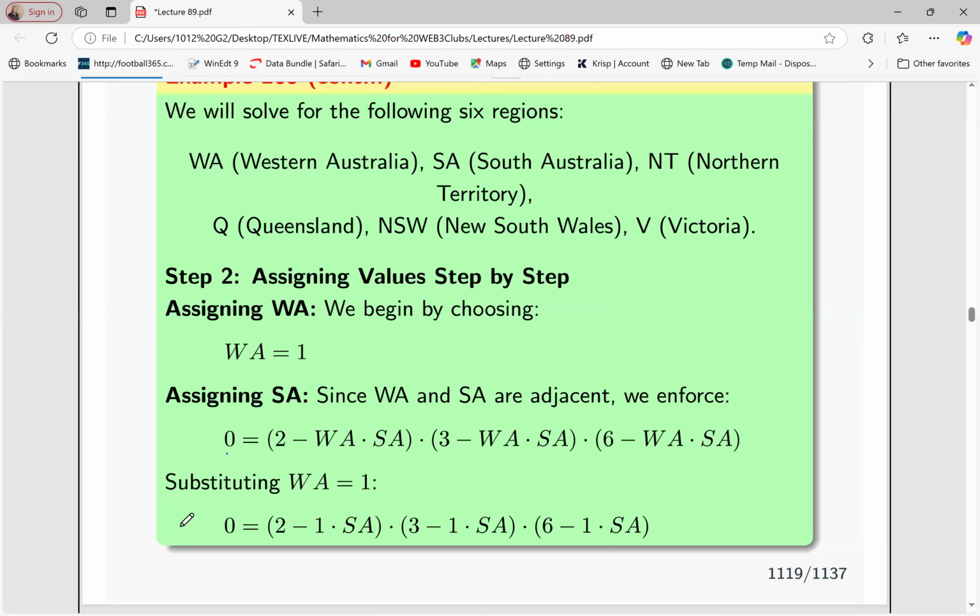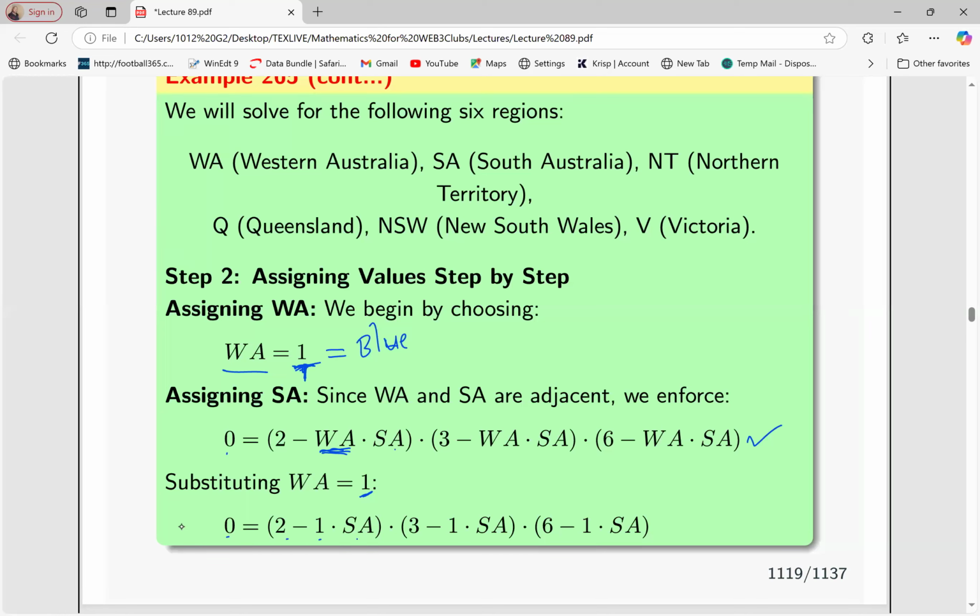Now, I want to color that region. I begin by assigning Western Australia a color, and I've assigned 1 to it. 1 was blue, so I assigned it the blue color. After assigning it blue, I go through its neighbors and identify them. One of the neighbors of Western Australia is Southern Australia. So using this constraint, we substitute Western Australia by the color we've assigned it. When you substitute 1, you then have 0 equals 2 minus 1 multiplied by Southern Australia.